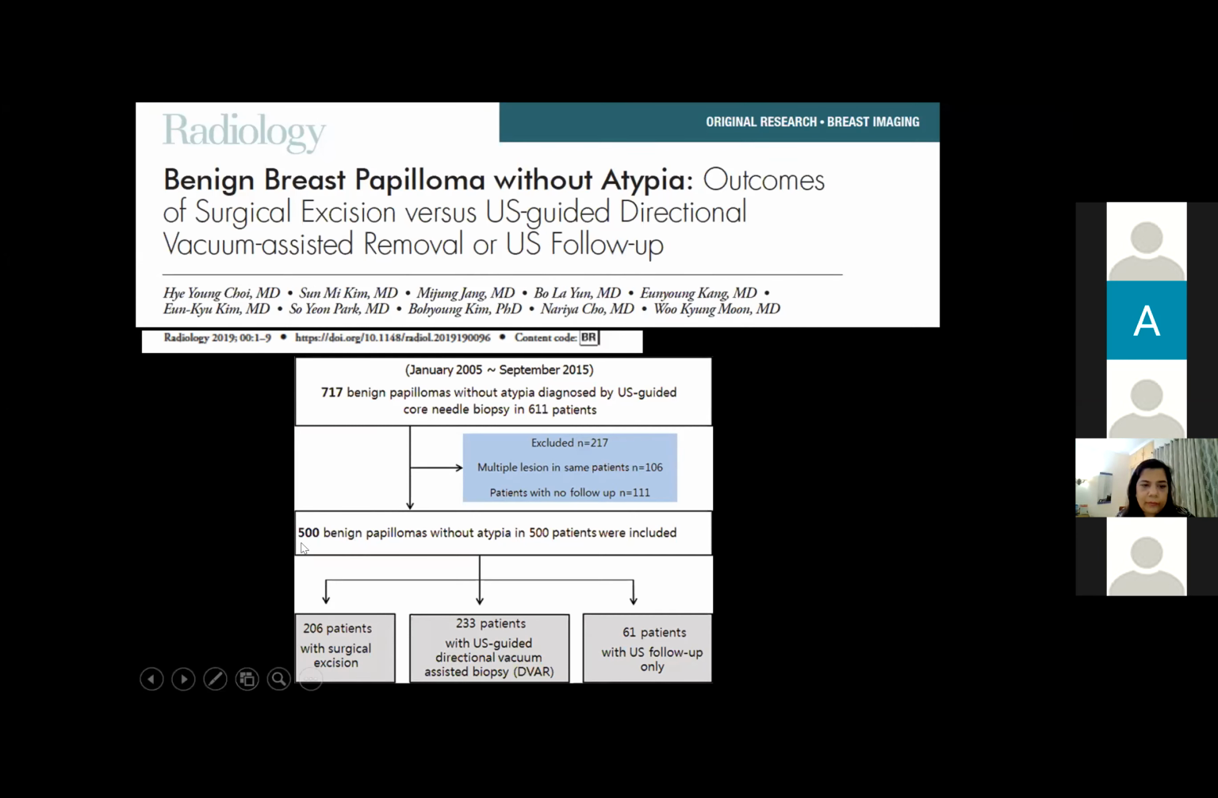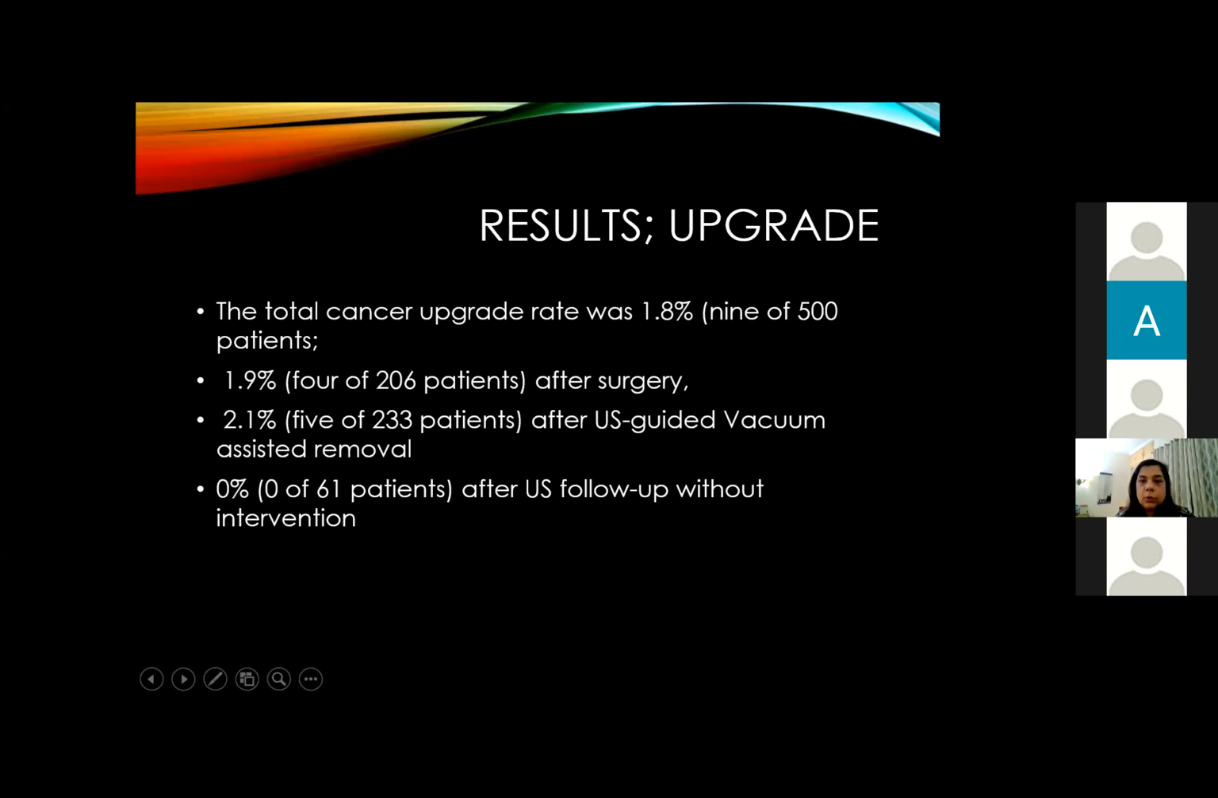So they finally reported on 500 benign papillomas, out of which 206 underwent surgical excision and 233 underwent vacuum assisted removal. They found that the upgrade rate was not different in the surgical excision versus the VAB group. And none of the patients who were only on follow-up underwent upgrade later on. The follow-up is more than 2 years.